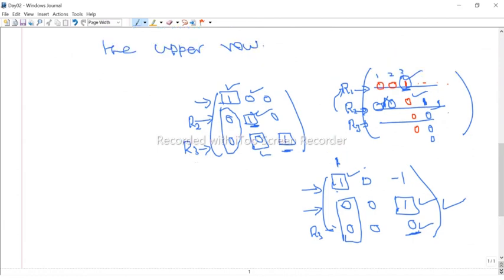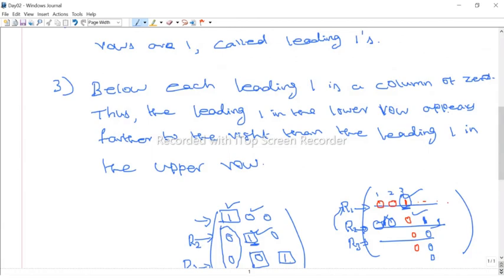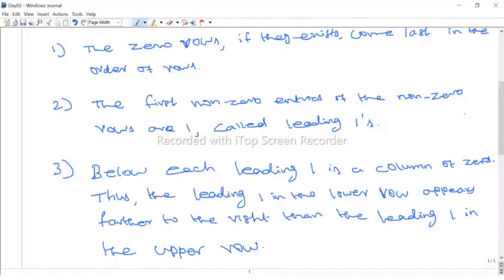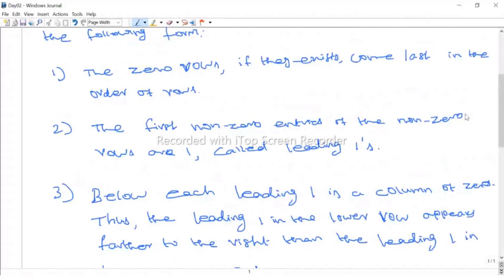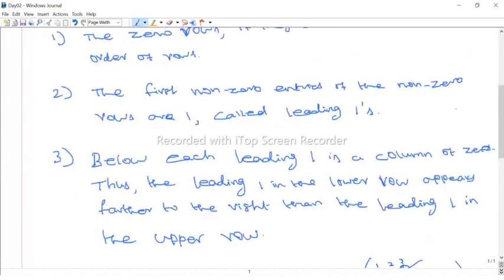Each row we have to scan. The first condition is, if a zero row exists, you have to move that row to the bottom of the matrix. Suppose all the other rows are non-zero entries. Now we have to scan row by row.